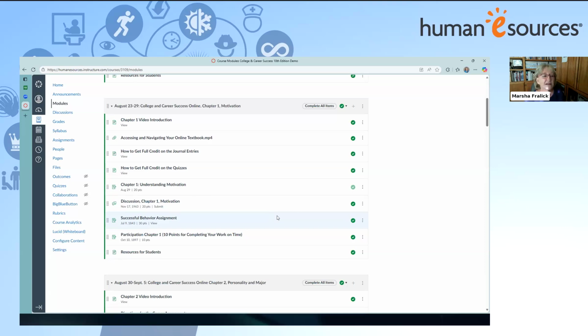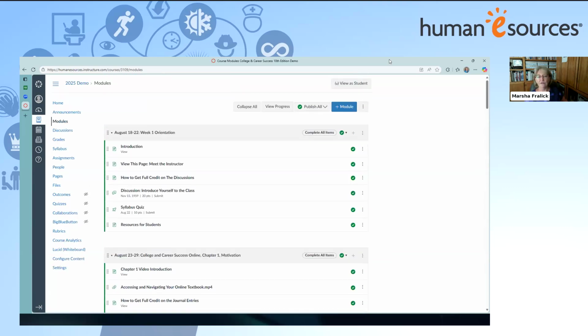The first chapter is on motivation. And again, there is a video introduction. There is a short video on how to access and navigate the online textbook. There's how to get full credit on the journal entries, and again, there are samples of full credit journal entries, and how to get full credit on the quizzes. And then for chapter 1, I'm going to change to student view here and show you what the student would see.